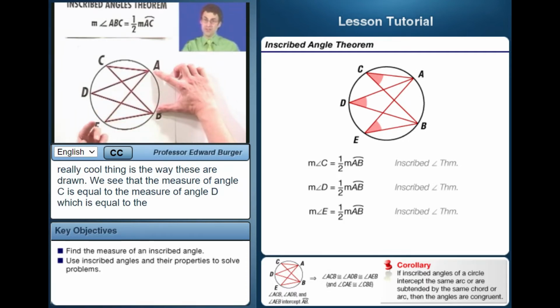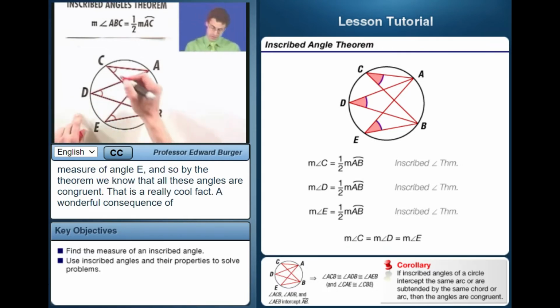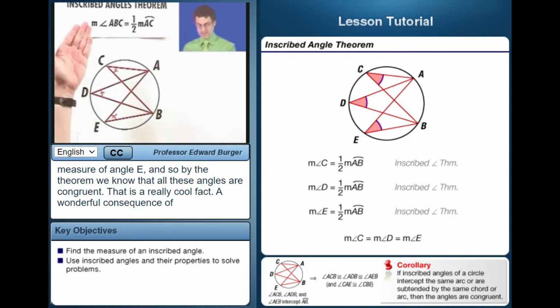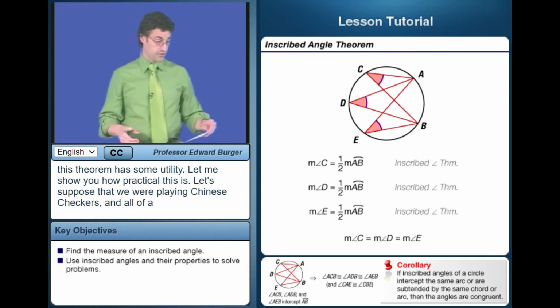The really cool thing is, the way these are drawn, we see that the measure of angle C is equal to the measure of angle D, which is equal to the measure of angle E. And so by a theorem, we know that all these angles are congruent. That is a really cool fact, and a wonderful consequence of this theorem, which has some utility. Let me show you how practical this really is.